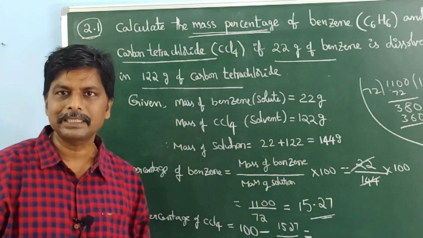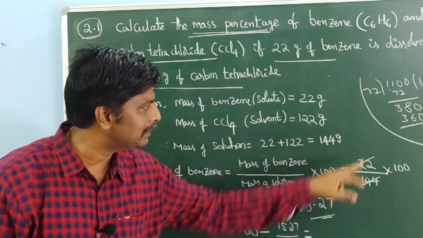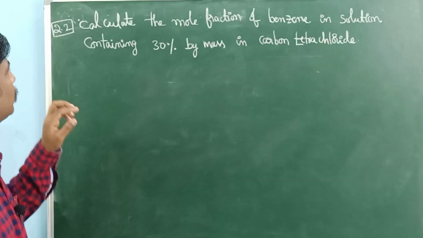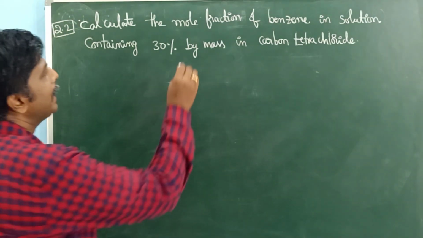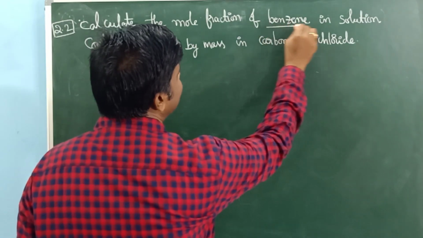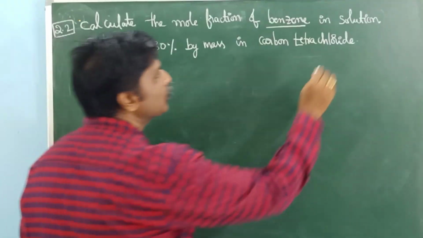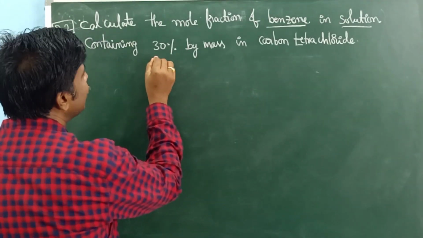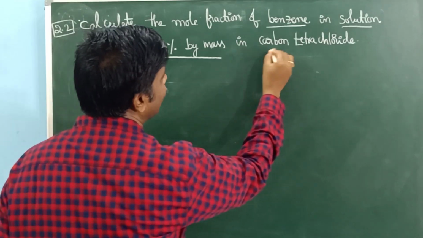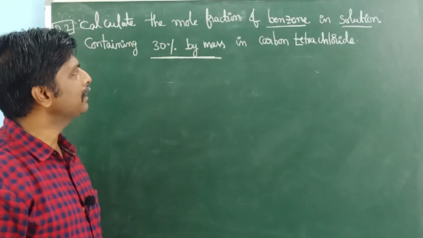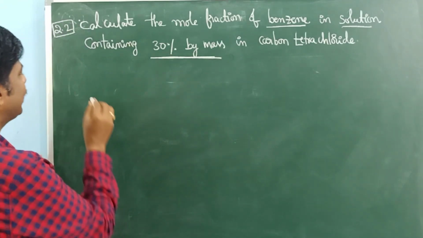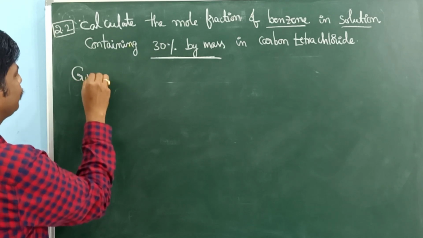Okay, next we will see the second one. You complete these calculations. The second in-text question is 2.2: Calculate the mole fraction of benzene in a solution containing 30% by mass in carbon tetrachloride. Here they ask for mole fraction. Which one is given? 30% by mass.